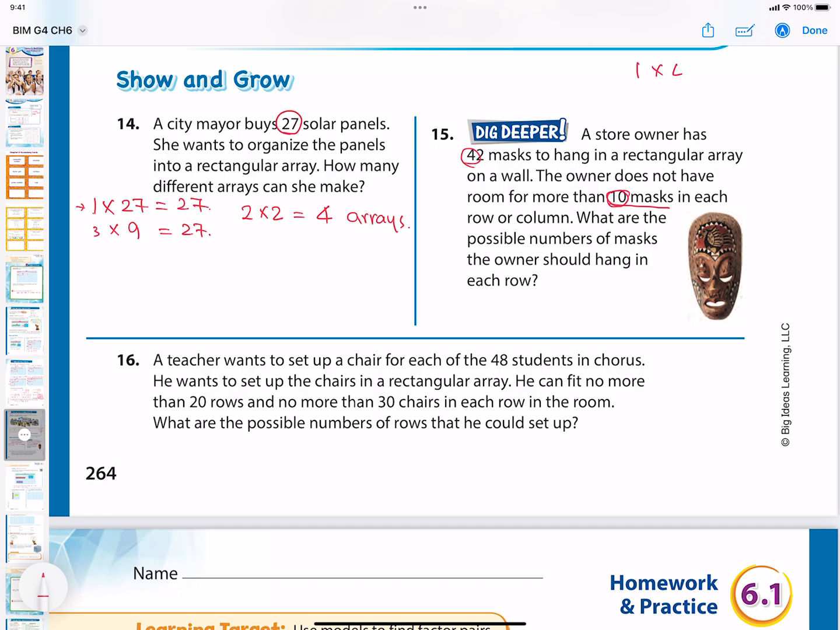1 times 42 we know is going to make 42. That's the first pair. What about 2 times? Yes, of course, 2 times 21 is 42. Now what about 3? 42 divided by 3 is what? Yes, 3 times 10 is 30, and you have 12 left over. This is mental division, guys. Listen. So 3 times 4 can make 12. There is no remainder. So 3 times 14 is what? 42.